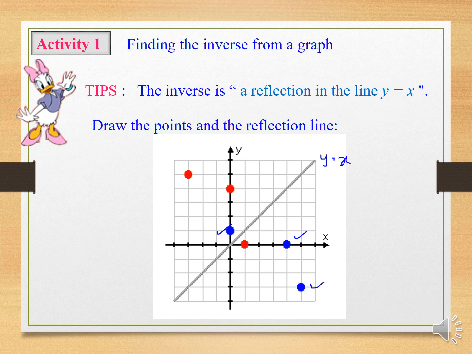If we look at the first point here, the coordinate is (4, 0). Therefore, when we reflect this point on line y = x, the image is this point, which has the coordinate (0, 4).